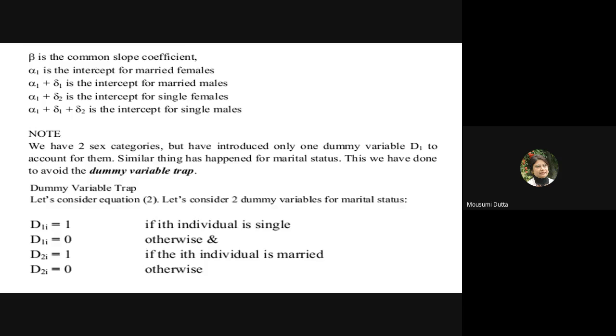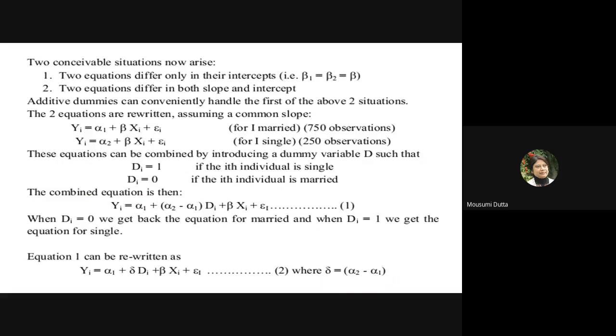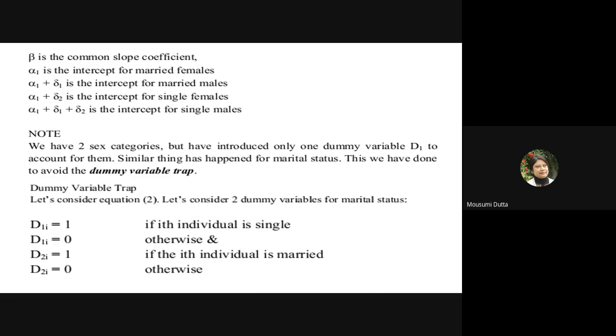To understand the notion of dummy variable trap, let's consider equation 2, where I have a single dummy for married, unmarried, D1i. D1i is equal to 1 if the individual is single, 0 otherwise. Again, I am setting another dummy. D2i is equal to 1 if the individual is married, 0 otherwise. So for the two categories, I'm defining two dummies: D1i equal to 1 if the individual is single, D2i equal to 1 if the individual is married.